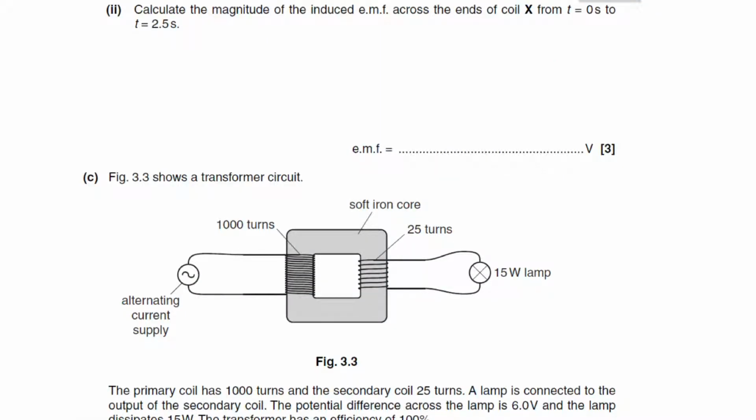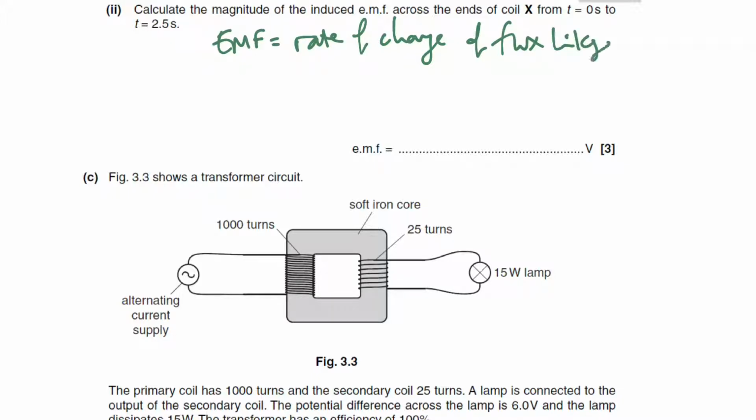For part 2, we need to calculate the magnitude of the induced EMF across the ends of the coil from time 0 to time 2.5 seconds. So for the first mark, we need to remember the right equation, and that is that the EMF is the same as the rate of change of flux linkage. In other words, EMF is equal to delta N phi, change of flux linkage, and then the rate being delta t.